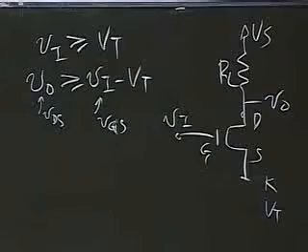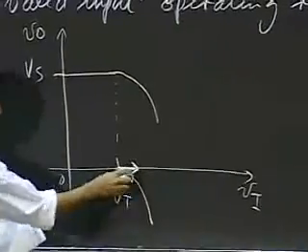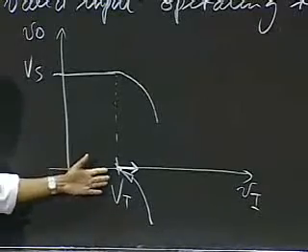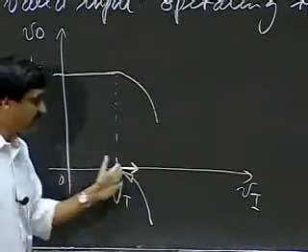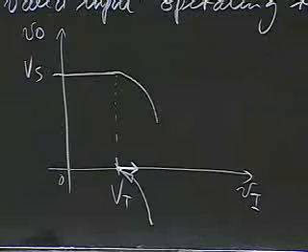So VI must be greater than VT for the MOSFET to turn on, and therefore the valid operating range starts at this point and extends somewhere up here. Okay, so the first part is pretty easy.